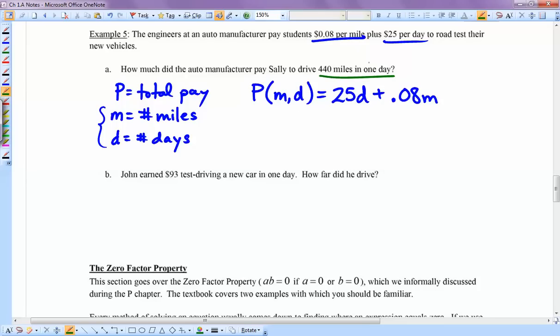Okay, so D is 1, M is 440, and we can plug those things in. So P of 440, comma 1. So M I'm going to replace with 440, D I'm going to replace with 1. It's 25 times 1 plus 0.08 times 440. And that ends up being, let's see, $60.20.